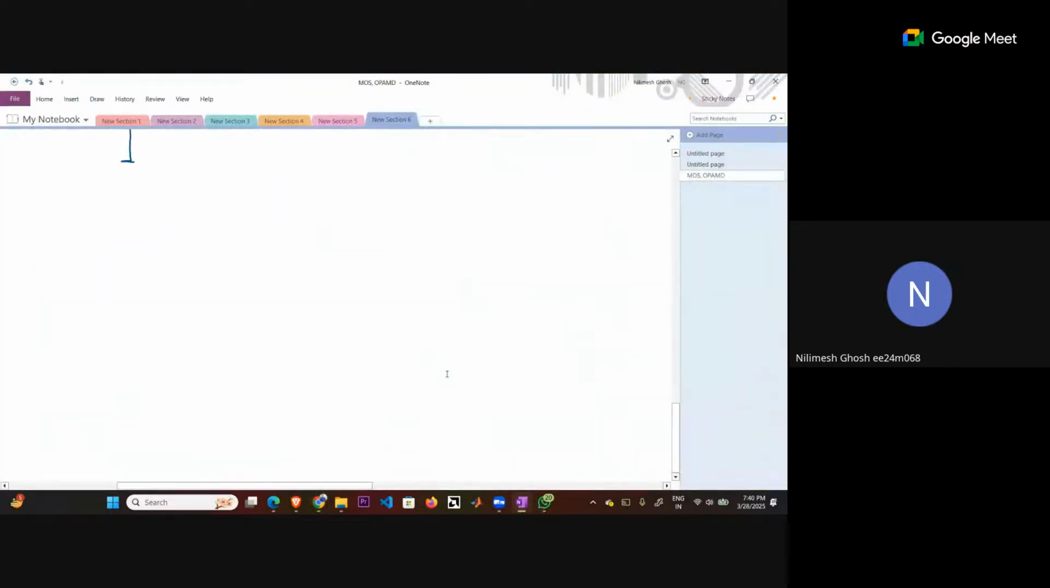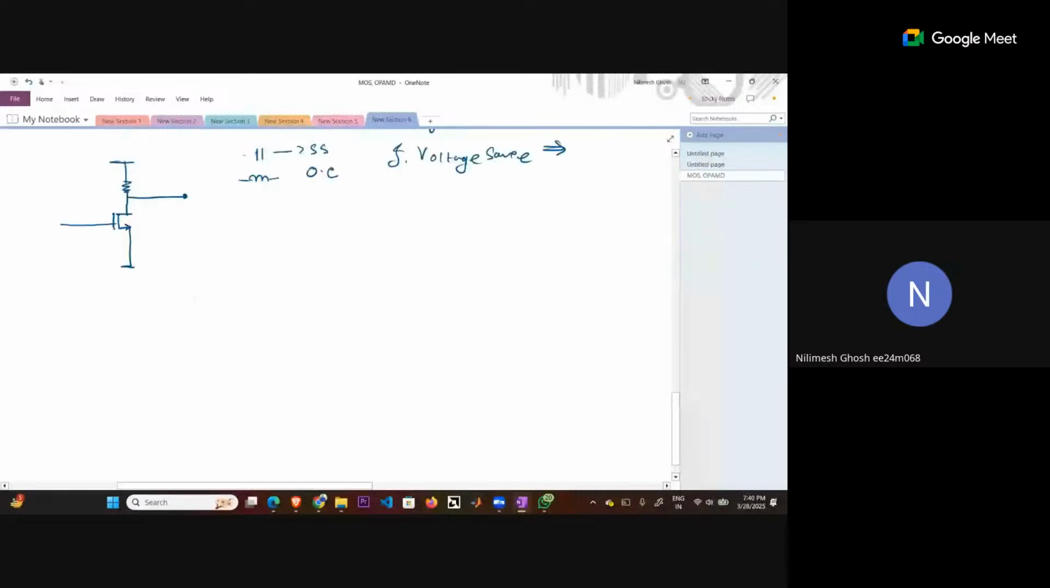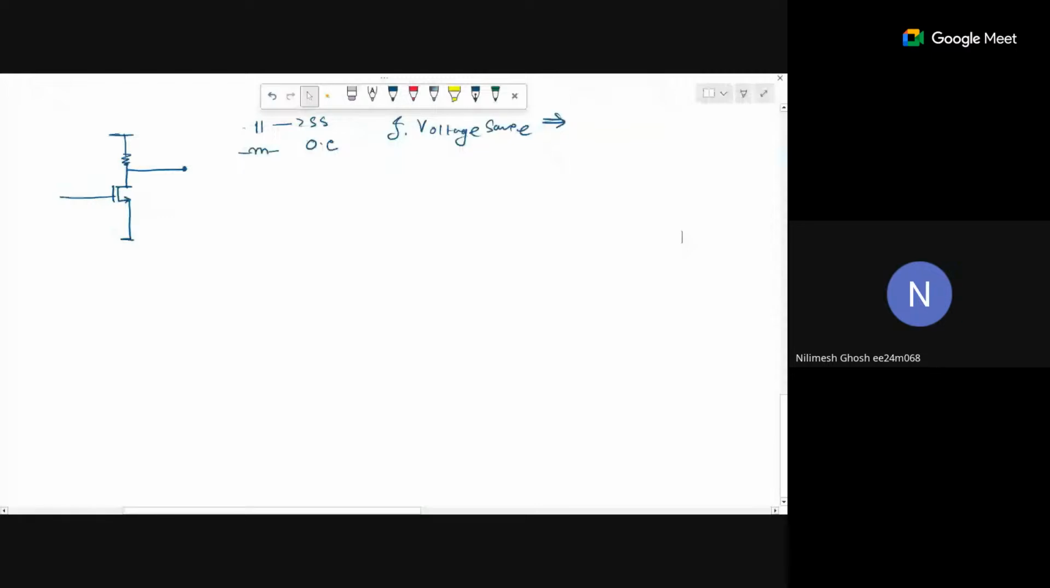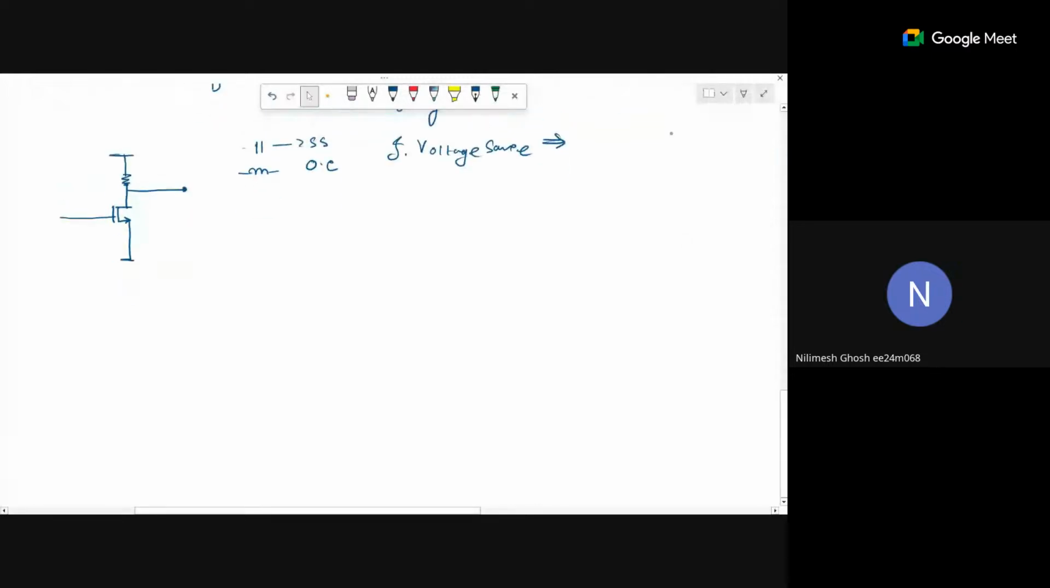So see, now we don't know what this is. An independent voltage source has an internal impedance of 0. If the impedance is 0, it acts as a short circuit. An independent current source will be replaced by an open circuit. These four things you should know.